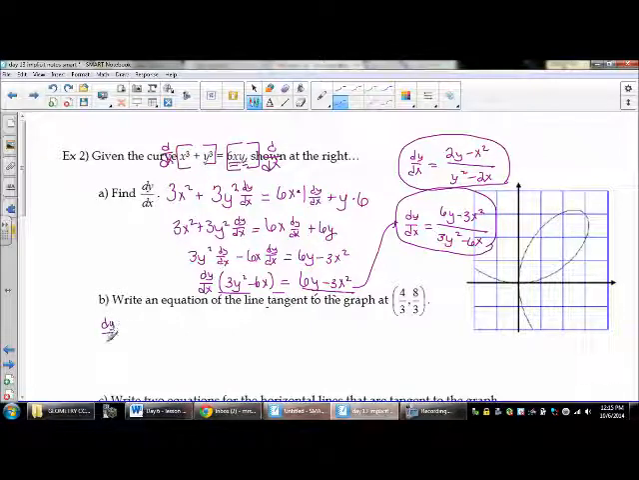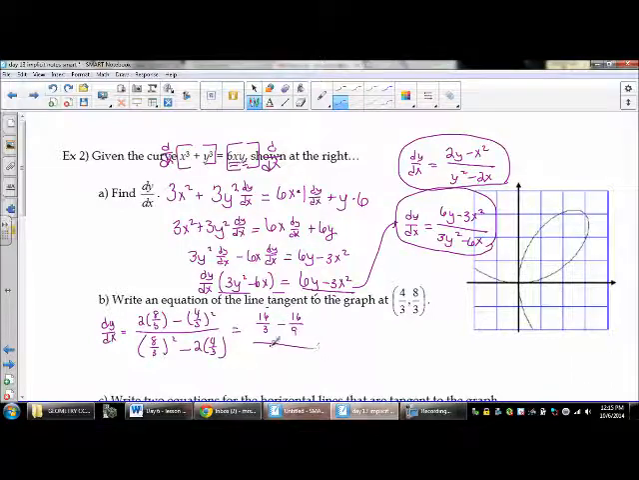So if I want the derivative at (4/3, 8/3), I'm going to have 2 times 8/3. Yes, you should be able to do this without your calculator. Minus 4/3 squared over what? y squared, which is 8/3 squared, minus 2 times 4/3. That's 16/3 minus 16/9 over 64/9 minus 8/3.